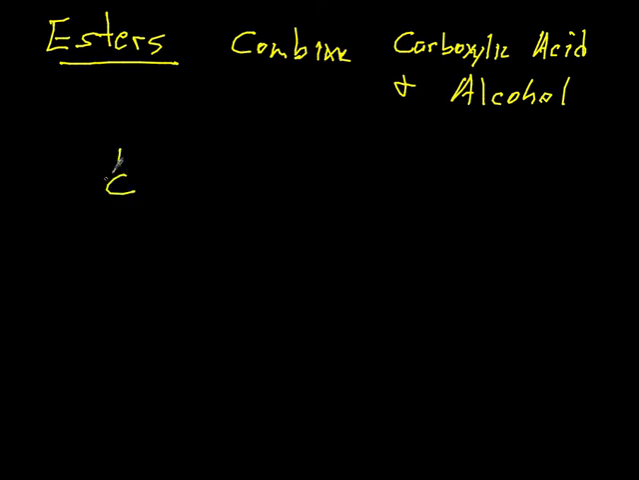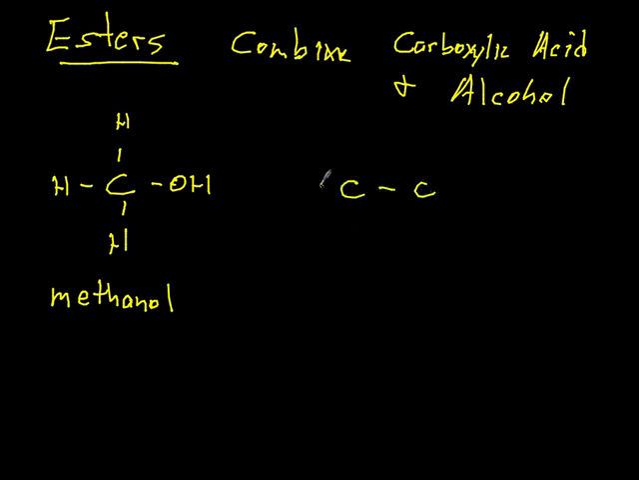So let's take a simple alcohol. This would be methanol. And let's take a carboxylic acid. I'm going to flip it around so that the OH is over on this side with the O. Okay, and these would be H's here. This would be a 2-carbon carboxylic acid, which would be ethane, and we're going to drop the E and add oic acid, so ethanoic acid.